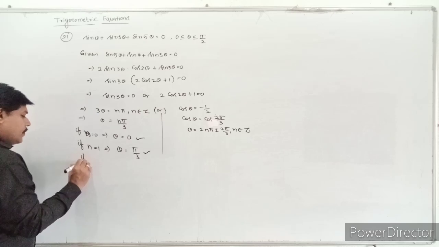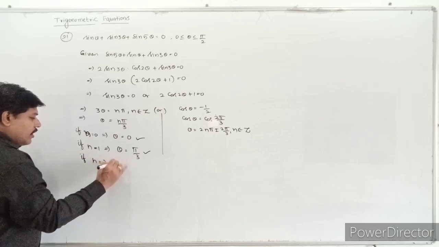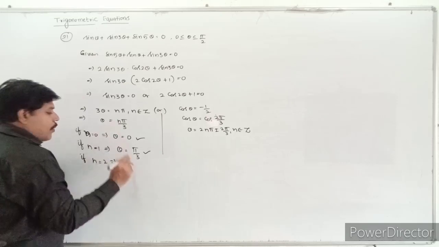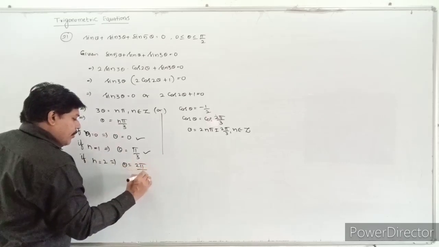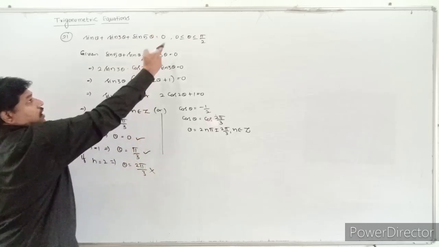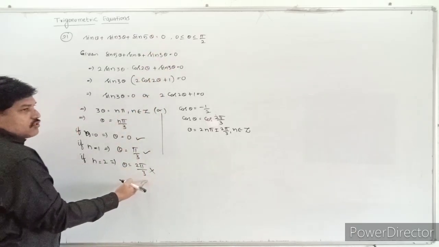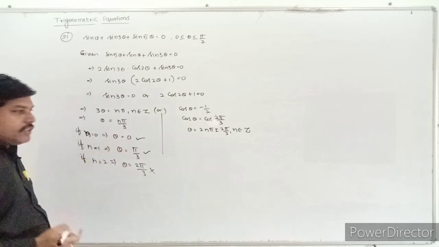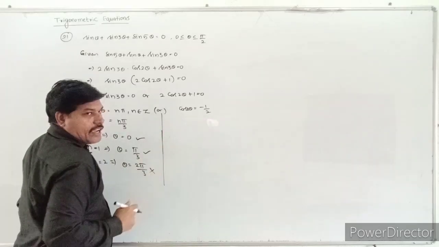And also, if n is equal to 2, what happens? Theta is equal to 2 pi by 3, which is 120 degrees. 120 is not in this interval, so it is not a solution. Okay, so what is the solution? 0 comma pi by 3.